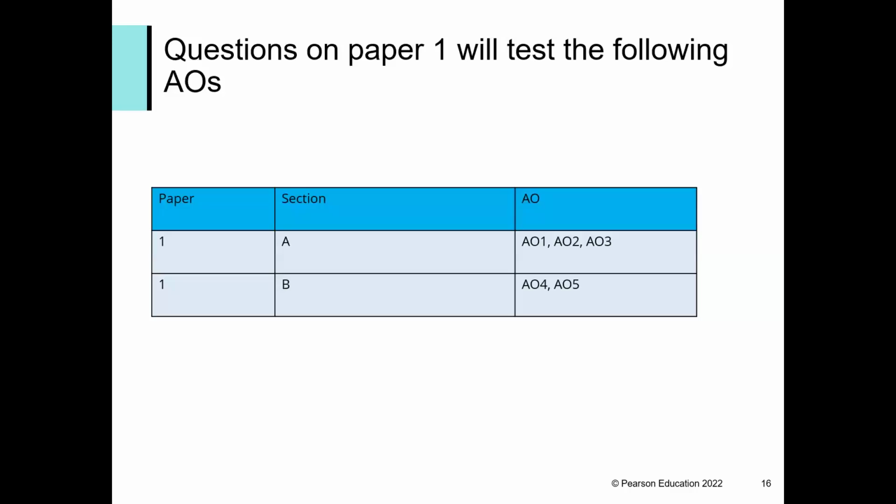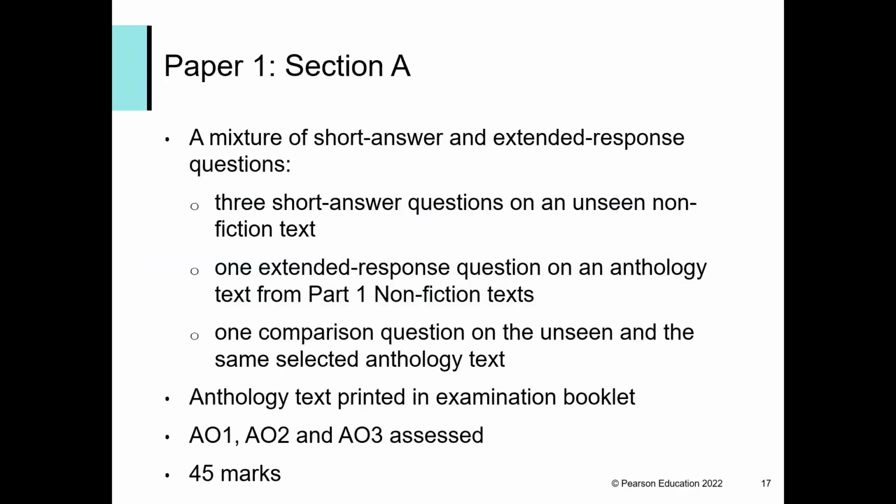So the questions on paper 1 test the following. In section A, the reading, AO1, AO2, AO3, and in section B, the writing, AO4 and AO5. So section A of paper 1, the reading section, these are the reading questions.